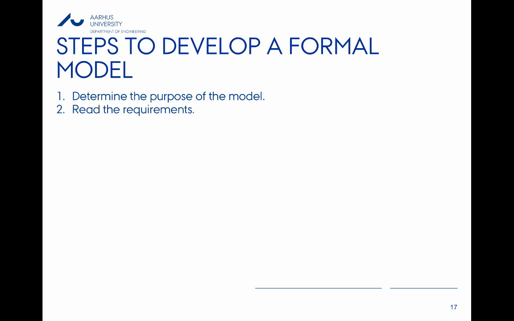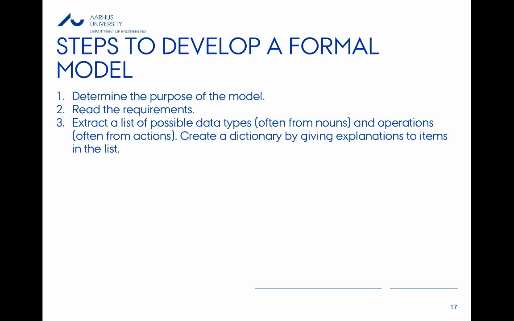Then you read some requirements, and we assume these have been written down. Of course, in many cases they are not, and then you can use this to try to guide the definition of such requirements. But from the requirements, we can try to extract a list of possible data types. Typically, these are nouns in the text, and operations or functions, typically from the actions in the text. And then create a dictionary, giving explanatory names to the things in this list.